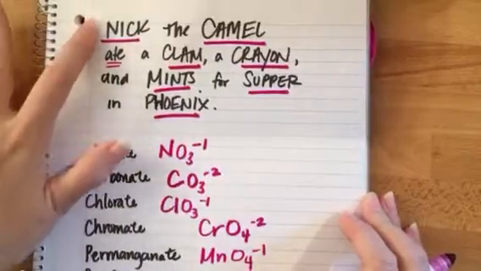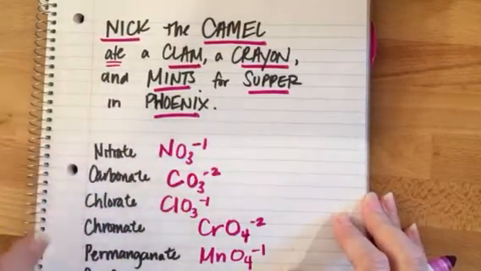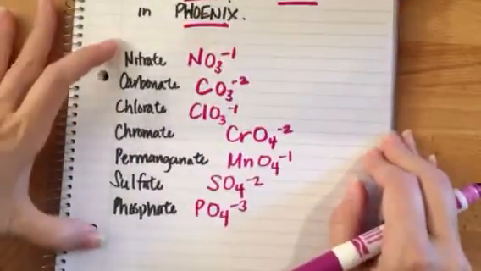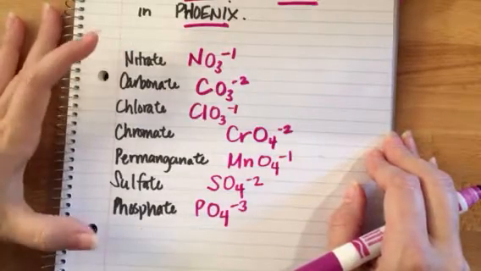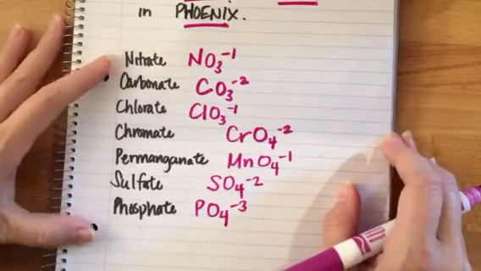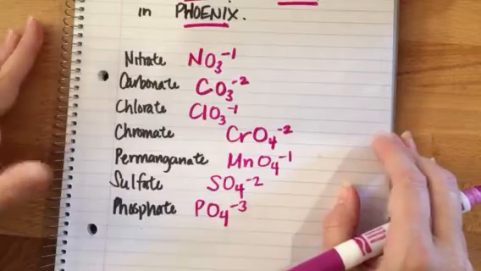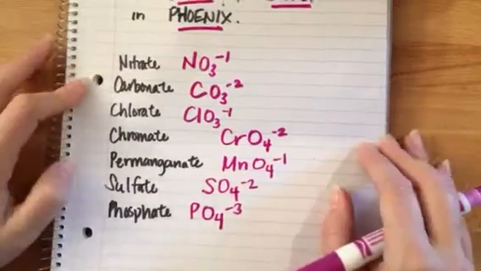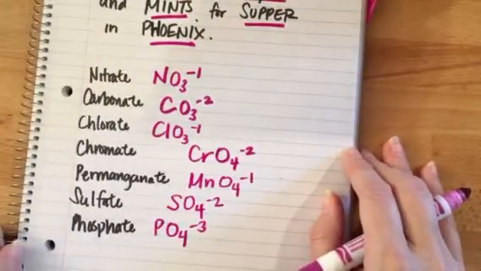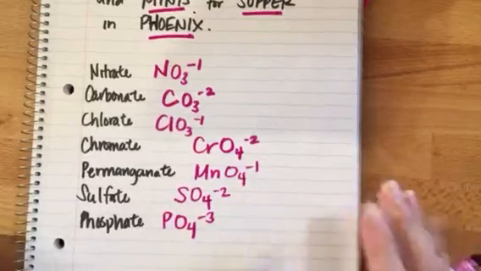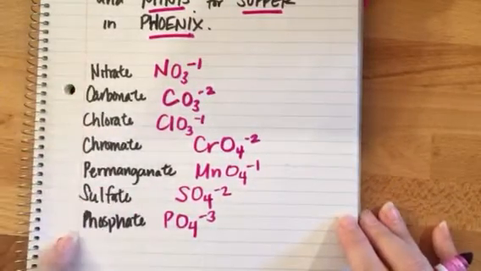So the sentence, Nick the Camel, usually helps people to remember these 7 polyatomic ions. Your other polyatomic ions, there's really no good way to remember them. You're just going to have to put a little bit of thought into them and probably make some flashcards. But hopefully that'll, like I said, help you out with these 7.